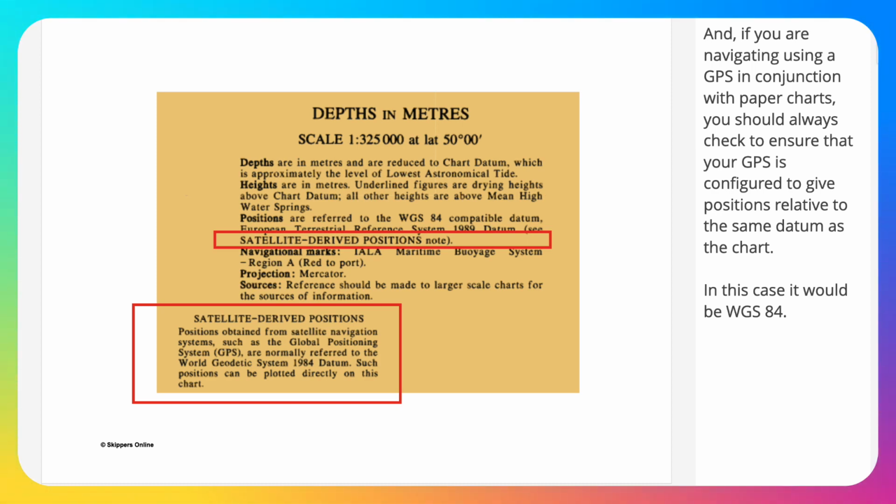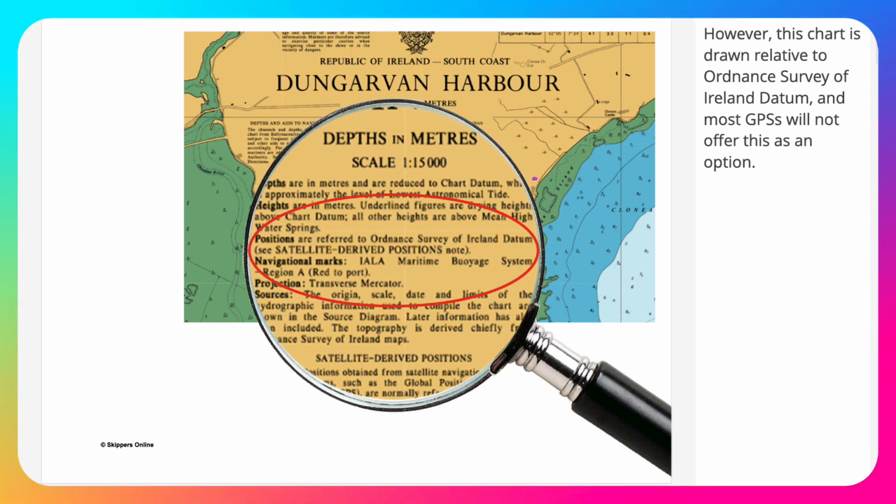And if you are navigating using a GPS in conjunction with paper charts, you should always check to ensure that your GPS is configured to give positions relative to the same datum as the chart. In this case, it would be WGS 84. However, this chart is drawn relative to Ordnance Survey of Ireland datum, and most GPSs will not offer this as an option.